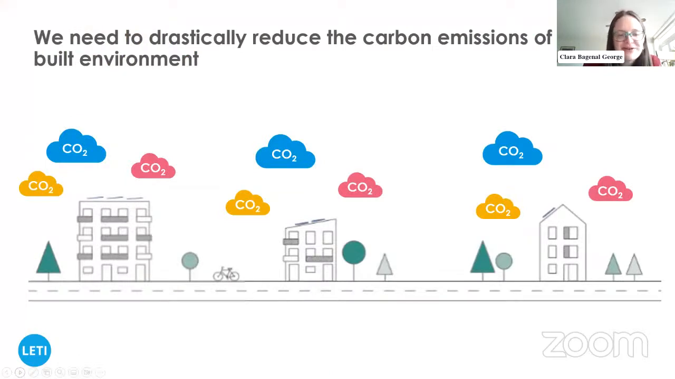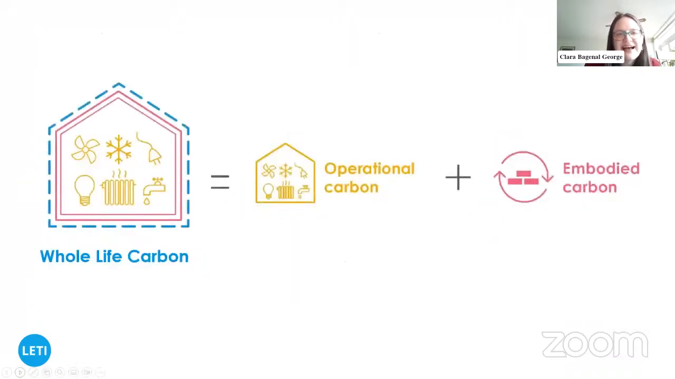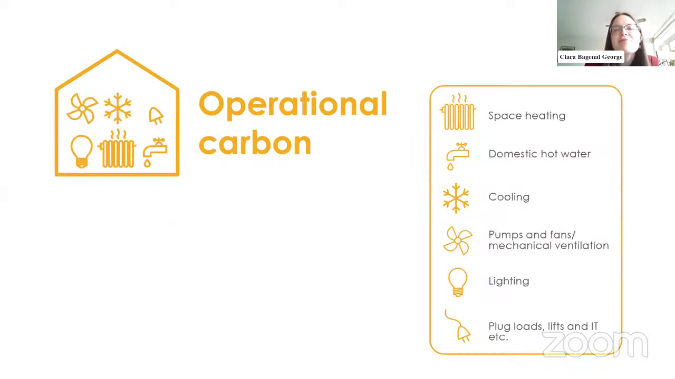So we all know that we need to reduce carbon emissions of our built environment to be aligned with our climate targets, right? And this means we need to reduce the whole life carbon of new buildings and existing buildings. And the carbon emissions, or the technical term, the whole life carbon emissions of a building, contain both operational carbon and embodied carbon. Operational carbon are the carbon emissions associated with operational energy that we use to heat our buildings, provide domestic hot water, provide cooling, lighting, pumps, fans, plug loads.